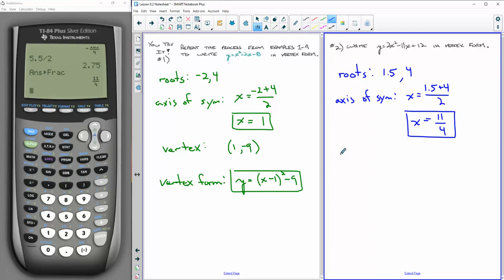And then our vertex. Okay. We'll do our vertex a slightly different way this time. I know the x value of the vertex is 11/4. Let's go 2 times 11/4 squared minus 11 times 11/4 plus 12. That's going to kick out the y value of the vertex. Let's go fraction form, -25/8.